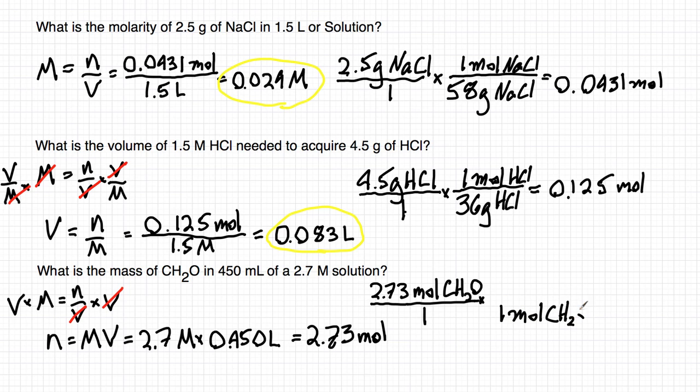And for every 1 mole of CH2O, I'm going to get 30 grams. And my calculator tells me that the answer is, to two significant figures, 36 grams of CH2O. And that's how you do it.